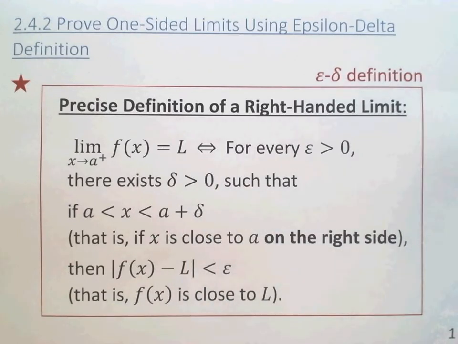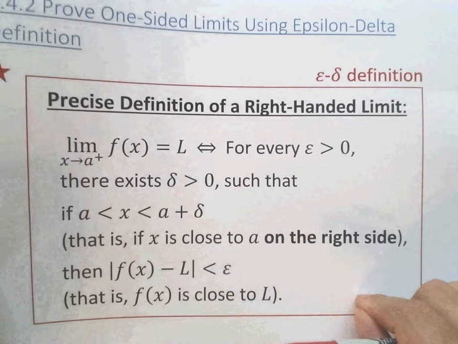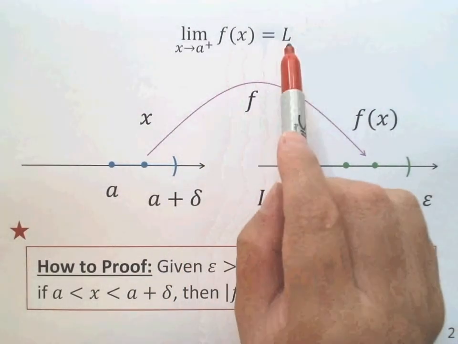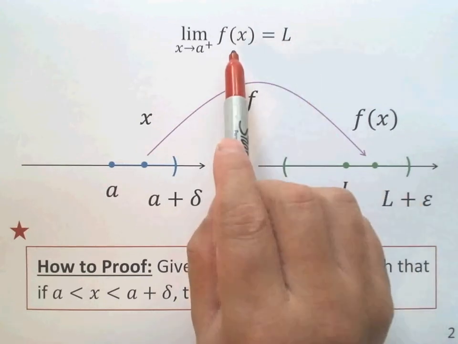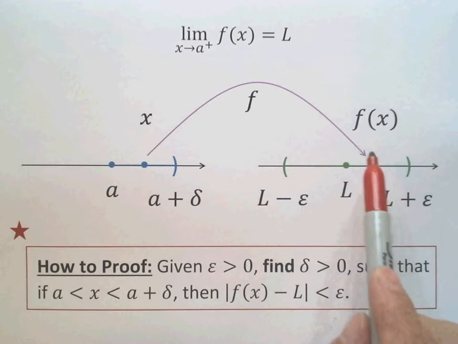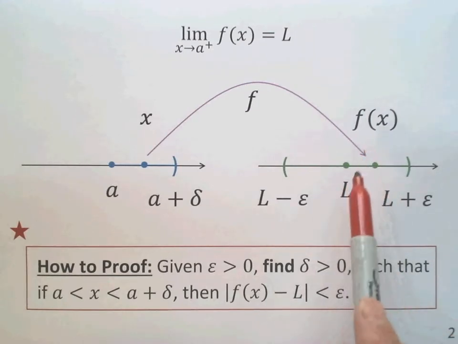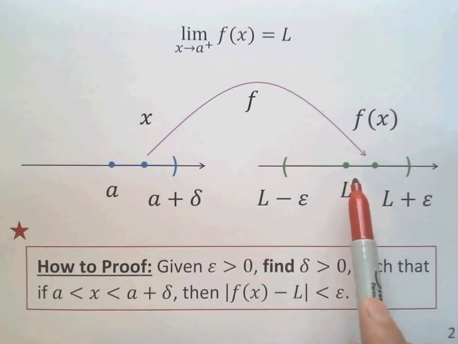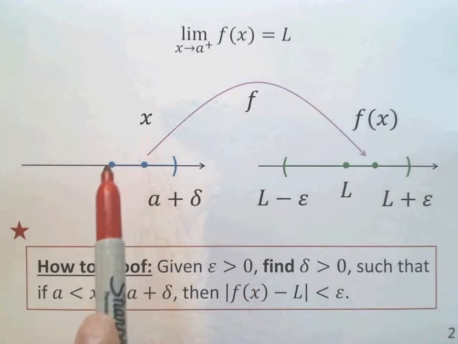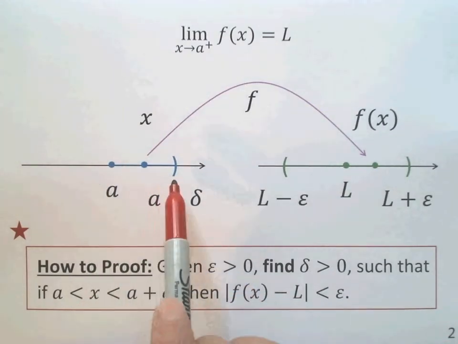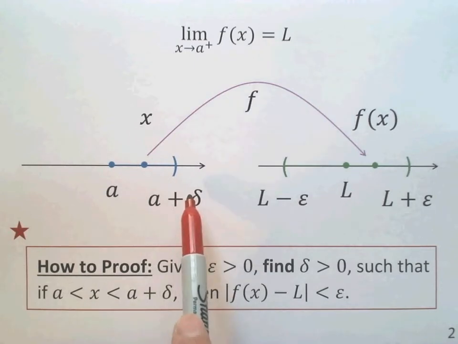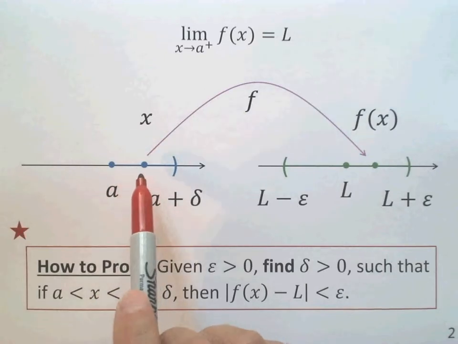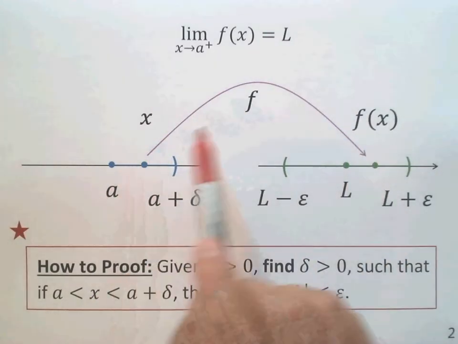Let me look at the graph definition. The general graph is like this. If the right-handed limit is L, what does it mean? We can make f arbitrarily close to L, which means we can make f go into any epsilon neighborhood of L. How? By taking x sufficiently close to a on the right side, which means we can find a delta. So when x goes into the delta neighborhood of a on the right side, can you see the graph? If x goes into the neighborhood, then f goes into the neighborhood of L.